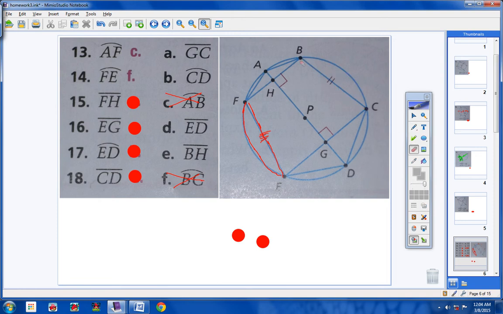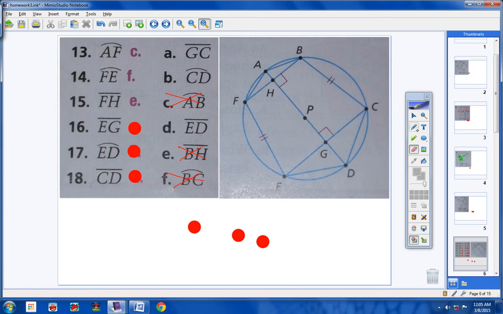Alright, let's continue on. Let's take a look at number 15, segment FH. Now look, here's segment FH, students. We just talked about this. I have a diameter right here, and that diameter is perpendicular to a chord. If it's perpendicular to a chord, that's going to bisect FB. It's going to cut FB in half. So FH is congruent to HB, or BH. Same thing.